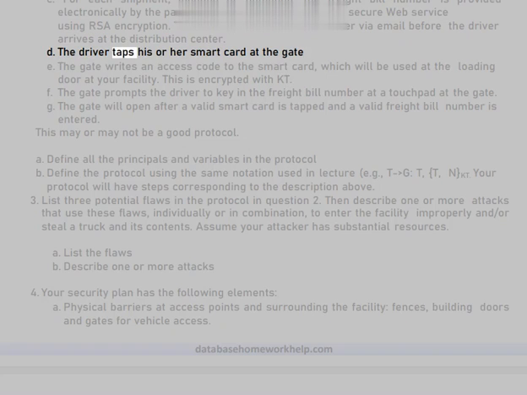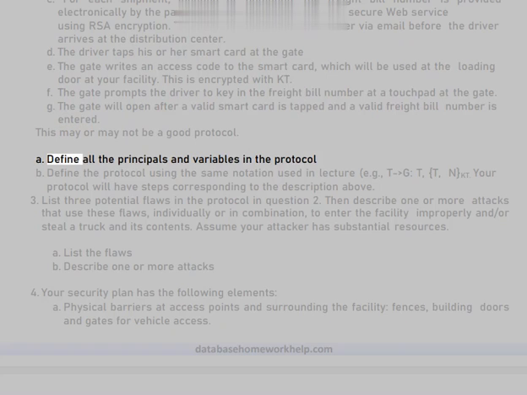D. The driver taps his or her smart card at the gate. E. The gate writes an access code to the smart card, which will be used at the loading door at your facility. This is encrypted with KT. F. The gate prompts the driver to key in the freight bill number at a touchpad at the gate. G. The gate will open after a valid smart card is tapped and a valid freight bill number is entered. This may or may not be a good protocol.